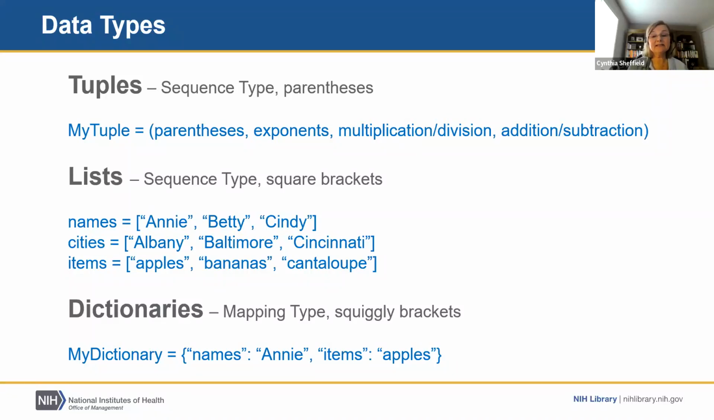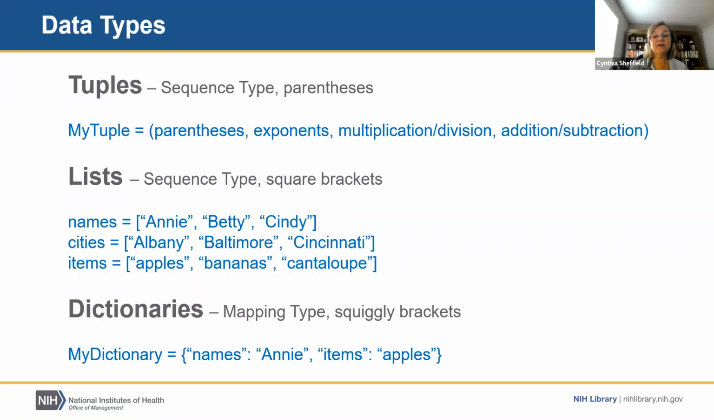Lists are created by placing a set of ordered values inside brackets. Lists are the most versatile data type within Python. Order doesn't necessarily matter within lists. There are examples of 3 lists: names, cities, and items. Also, items can be repeated in lists if needed.